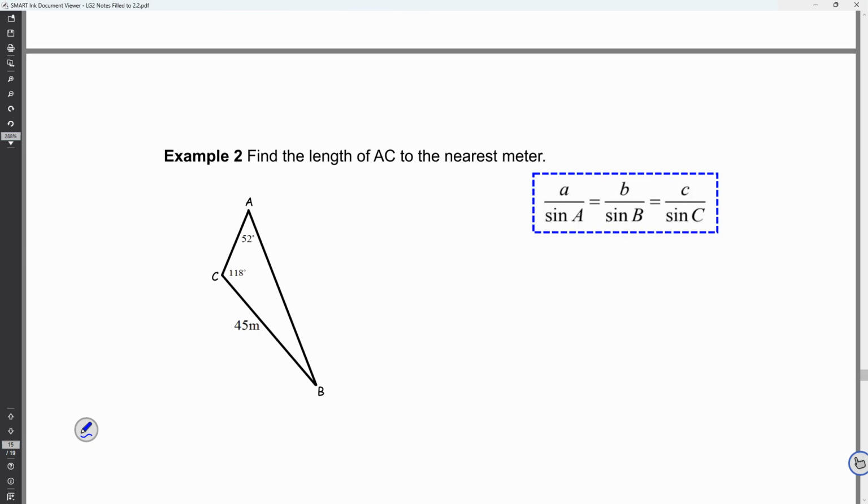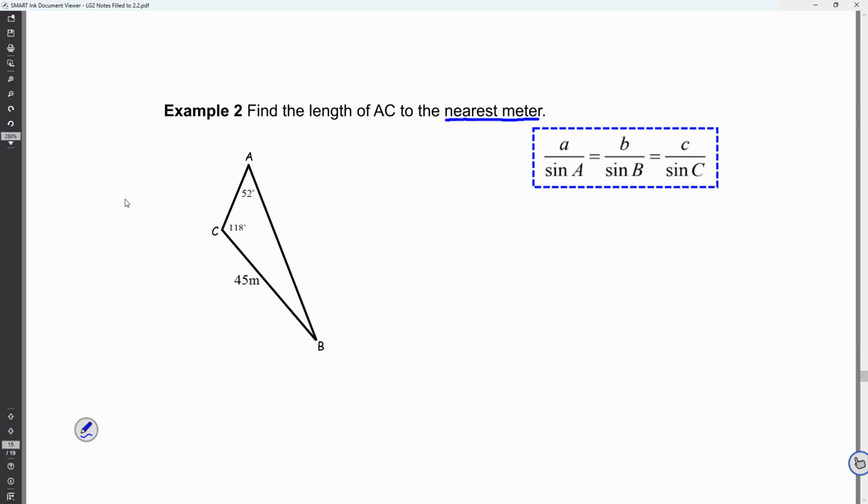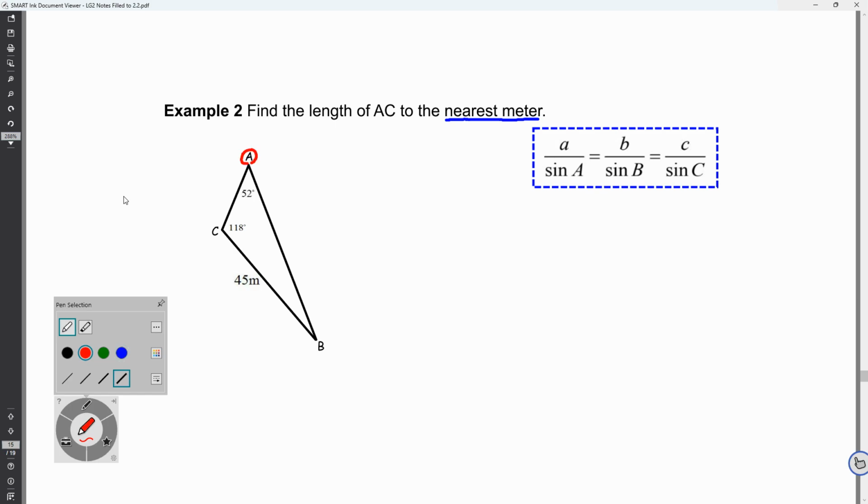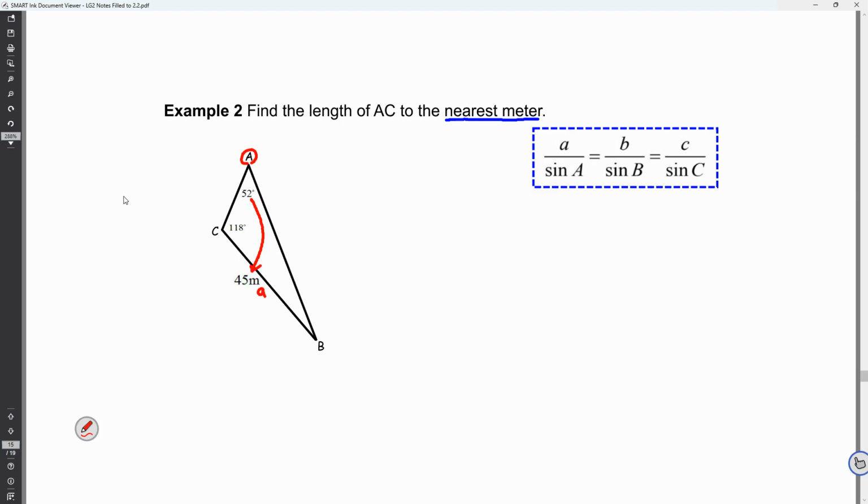Okay, repeating again. Let's see, this one says find the length of AC to the nearest meter. Well, this one's labeled for us, so we can't really do much labeling. But we're going to figure out what we know. I have side length or angle A, I have 52, that's known. I have side length A here, that's 45. So we know both of these values. That's good. That means we're going to have to use this one.